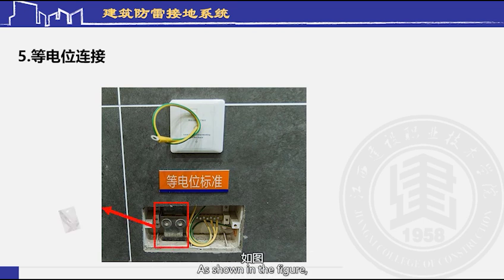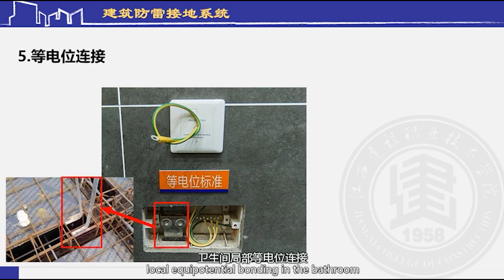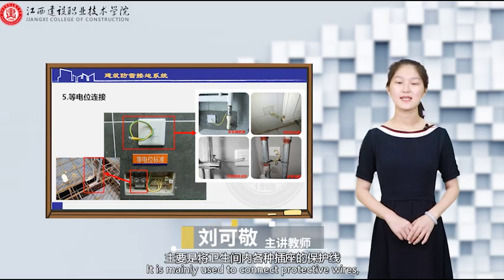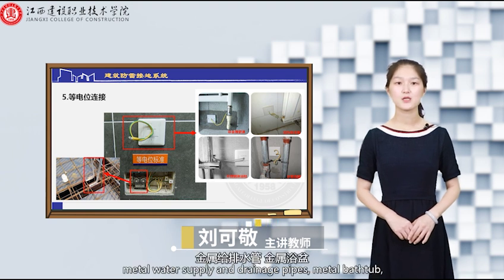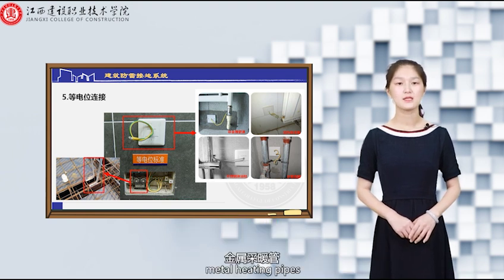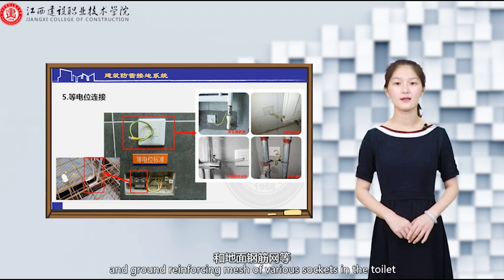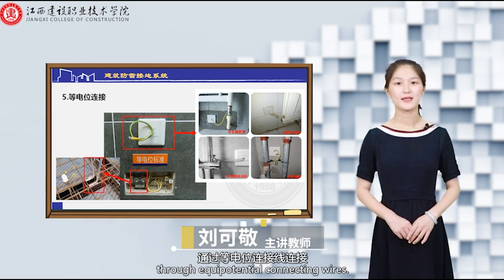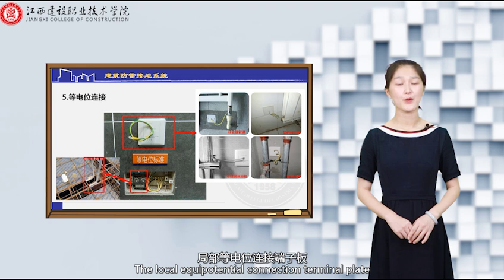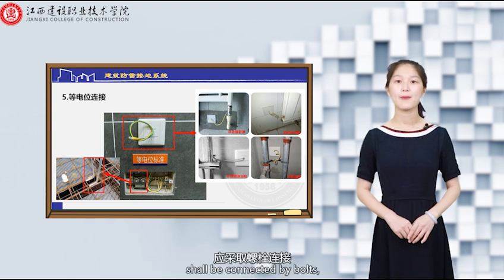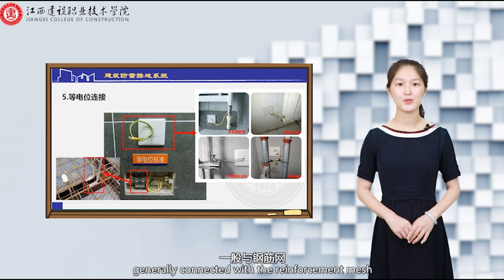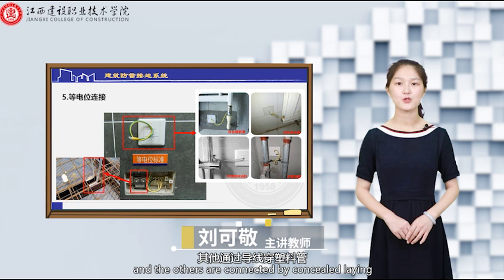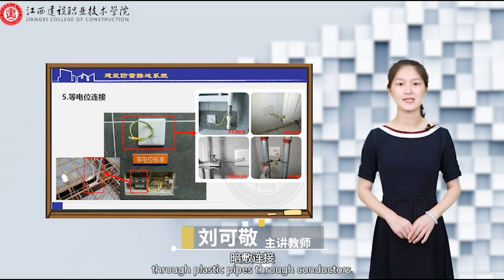As shown in the figure, local equipotential bonding in the bathroom is a common local equipotential bonding. It is mainly used to connect protective wires, metal water supply and drainage pipes, metal bathtub, metal heating pipes, and ground reinforcing mesh of various sockets in the toilet. Through equipotential connecting wires, the local equipotential connection terminal plate shall be connected by bolts, generally connected with the reinforcement mesh through galvanized flat steel, and the others are connected by concealed laying, through plastic pipes through conductors.